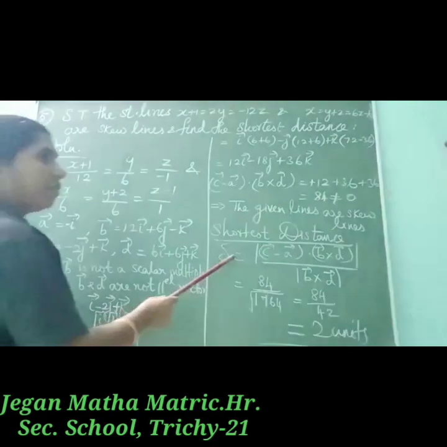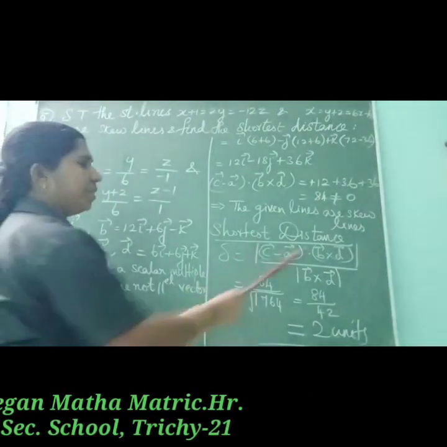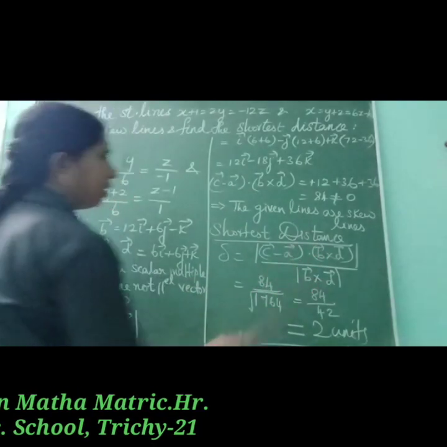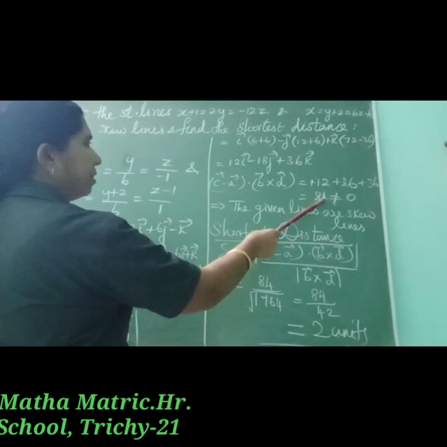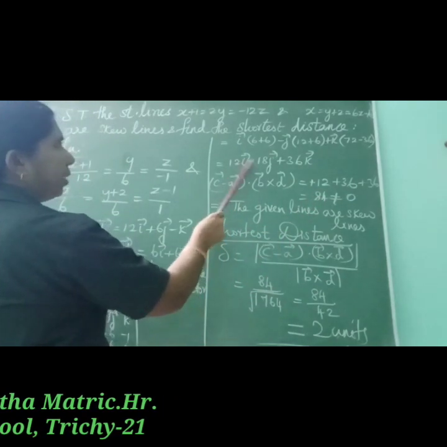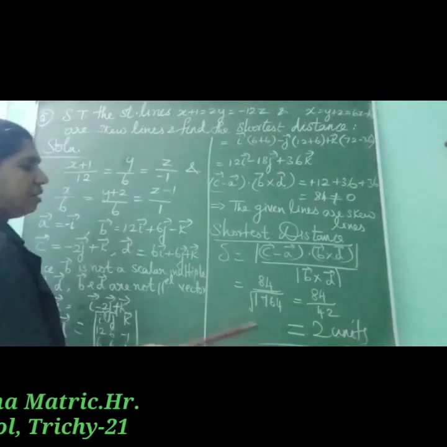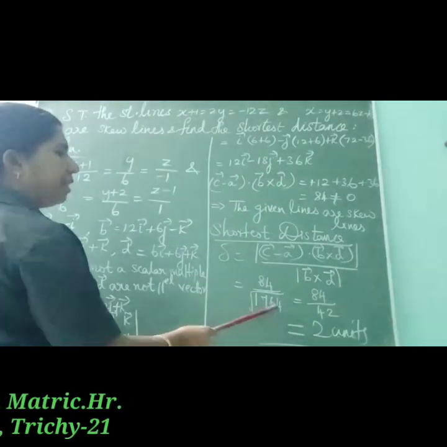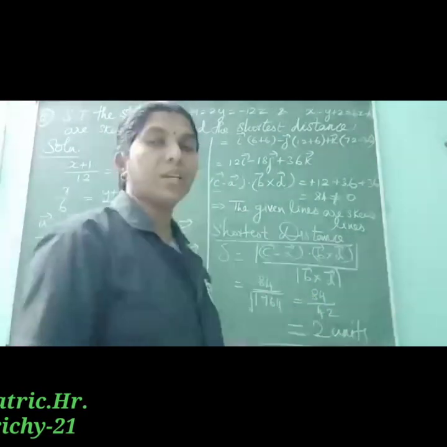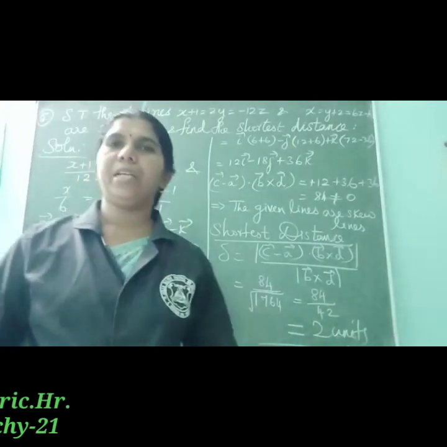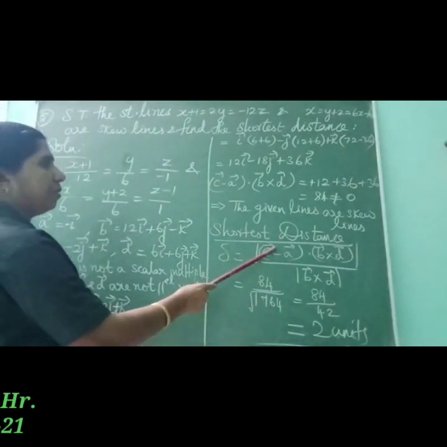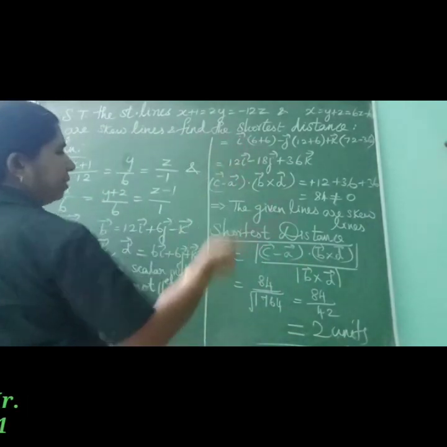The formula to find out the shortest distance is delta equal to modulus of (c minus a) dot (b cross d) divided by modulus of b cross d. Already we got the numerator as 84, divided by modulus of b cross d, which is the square root of 12 squared plus 18 squared plus 36 squared. We are getting 1764. Square root of 1764 is 42. So 84 divided by 42. When you divide 84 by 42, we get the answer as 2 units. Therefore, the shortest distance between the two given lines is 2 units.